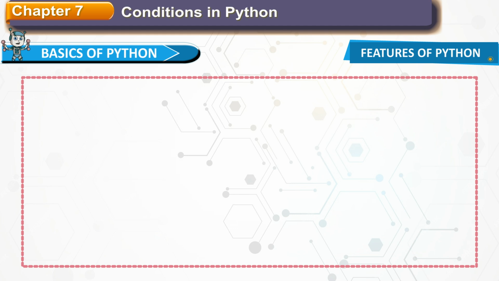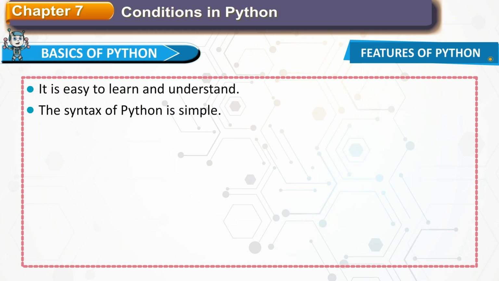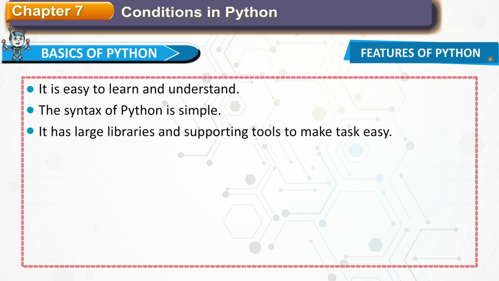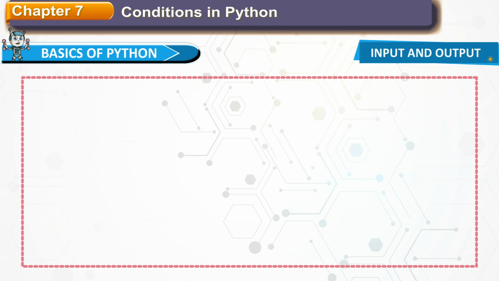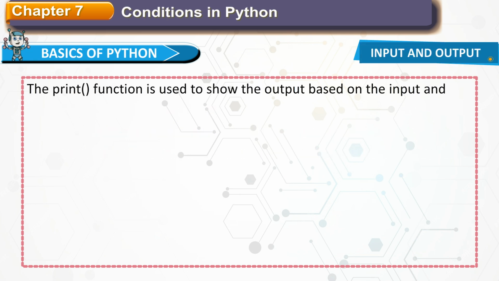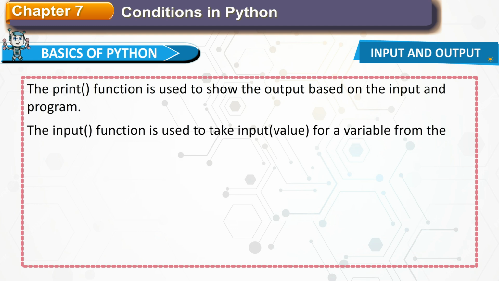Features of Python. It is easy to learn and understand. The syntax of Python is simple. It has large libraries and supporting tools to make tasks easy. When an object is created in Python, memory is dynamically allocated to it. Input and output. The print function is used to show the output based on the input and program. The input function is used to take input value for a variable from the user.